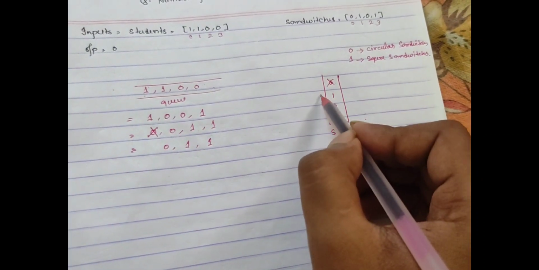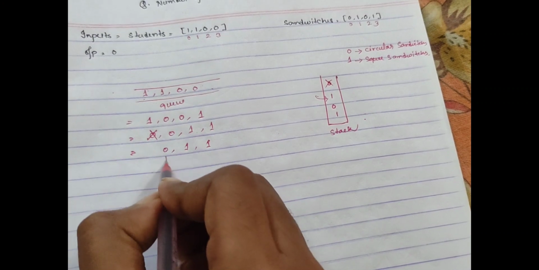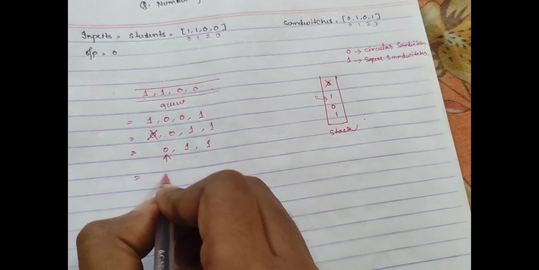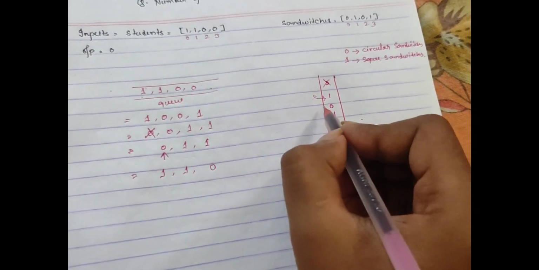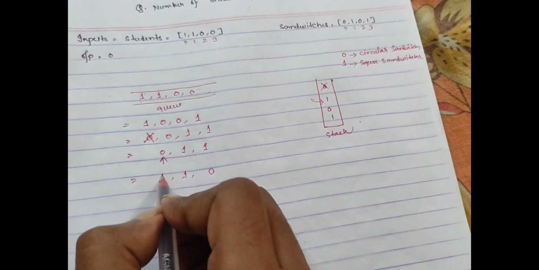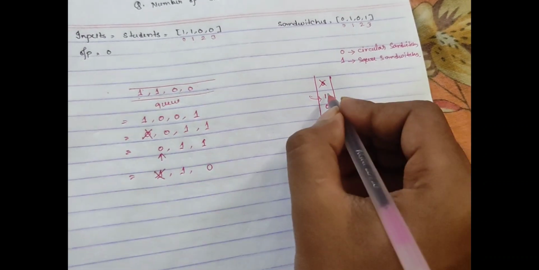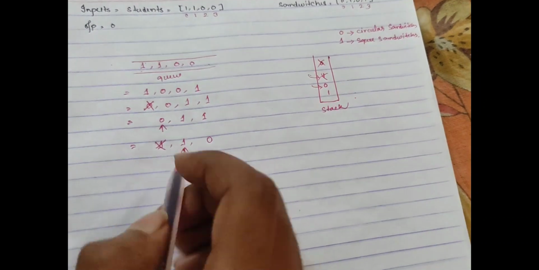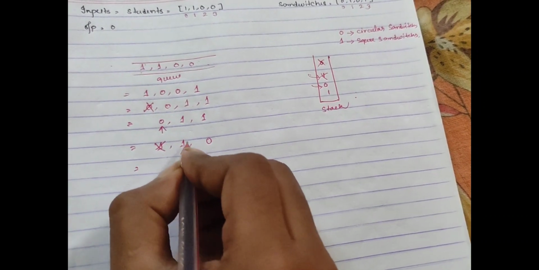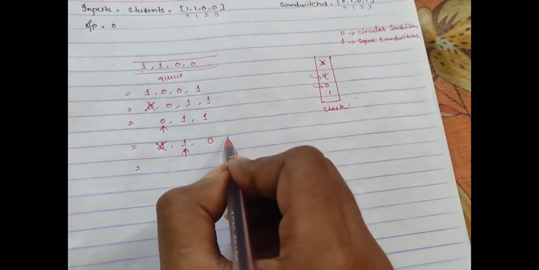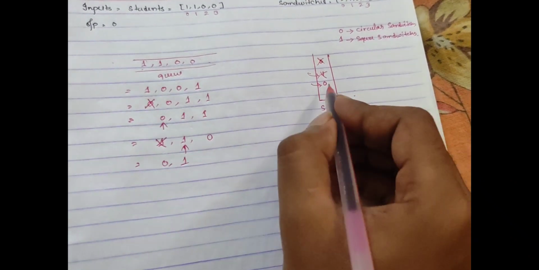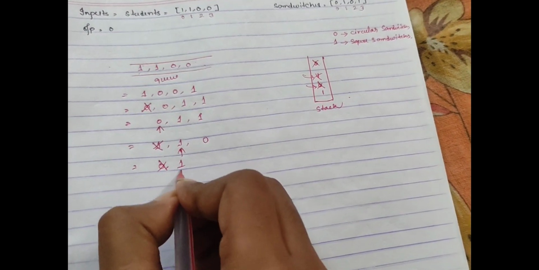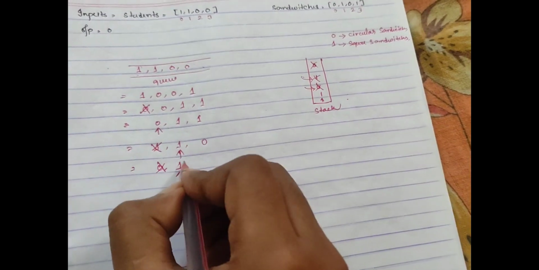Here the first student is 1 and the first sandwich is 0, so they are not matched. Pop it and push it to the back, giving 1 1 0. The first student is 1 and the first sandwich is also 1, so pop them. Now the first is 1 and the sandwich is 0, so pop it and push it to the back. So 0 and 1: the first element is 0 and the sandwich is also 0, so pop it. Now the first element is 1 and the sandwich is 1, so pop it.